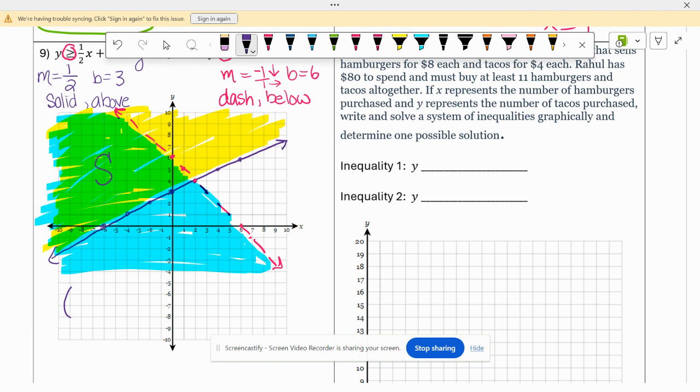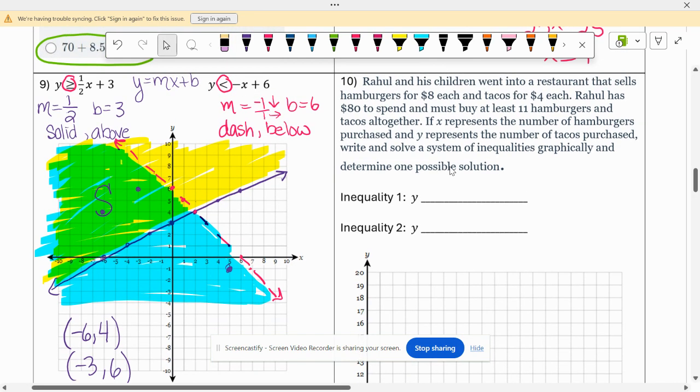Ashton, good. 5, -1. Positive 5, -1 would not work. That's right down here. Right? I need to be in the green zone. That's all right. Someone else try. -6, positive 4. Yep. Can someone give me another one? How about -3, positive 6? You guys get this? You're picking somewhere in the green zone.